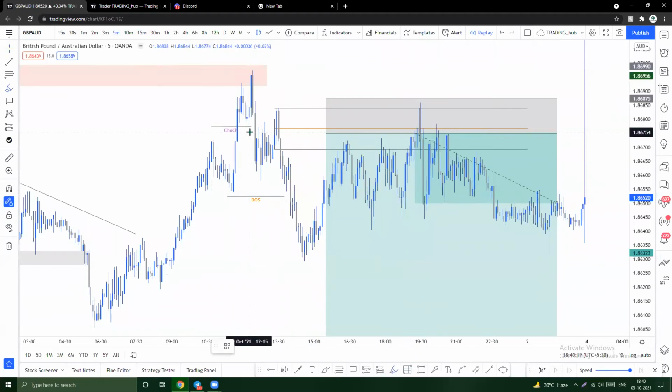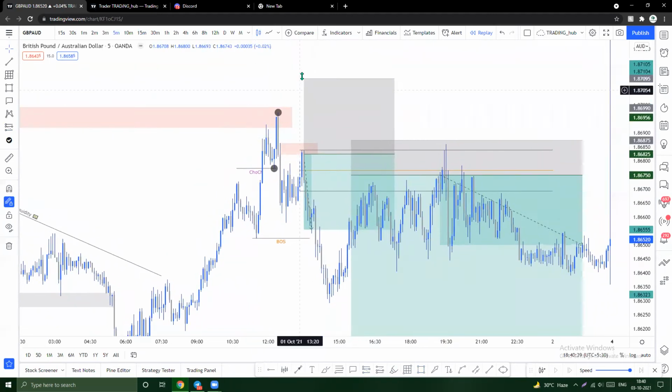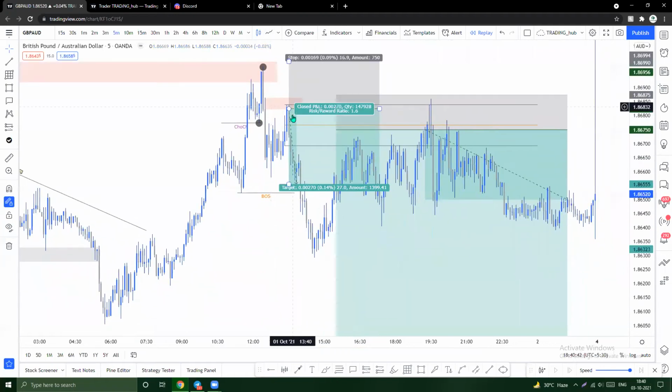The market broke this low, and I did not take this position. If I follow this change of character, then I can take my position at this point here, right? But this is not perfect as per my strategy, as per my style. So I will not suggest it, right? And at this point, I need to set my stop loss here, which is very close. So I did not take this position.